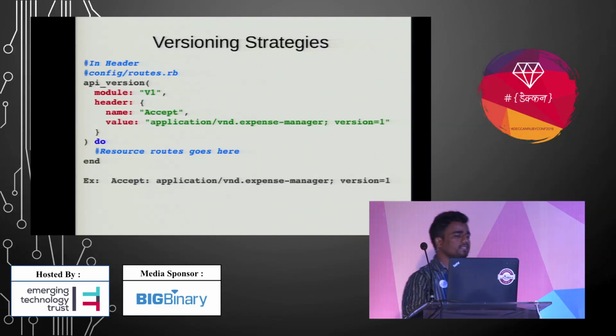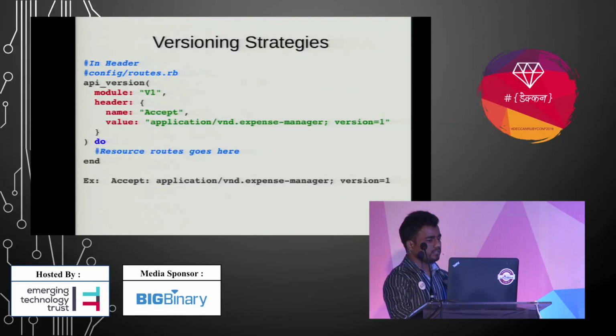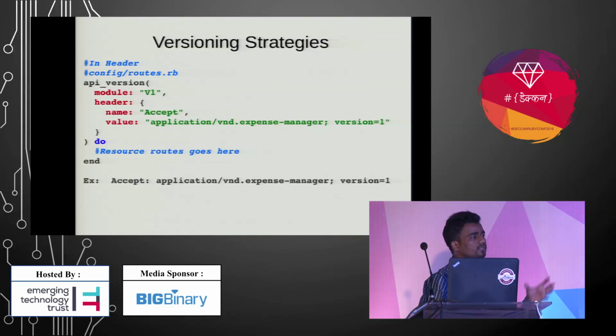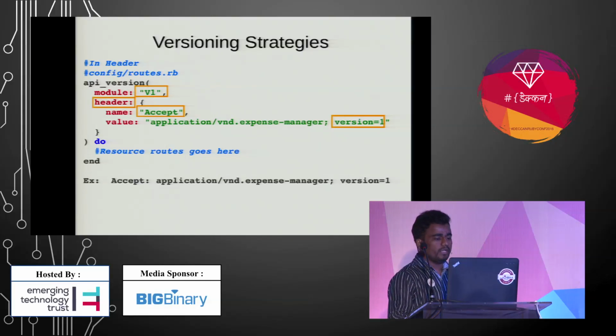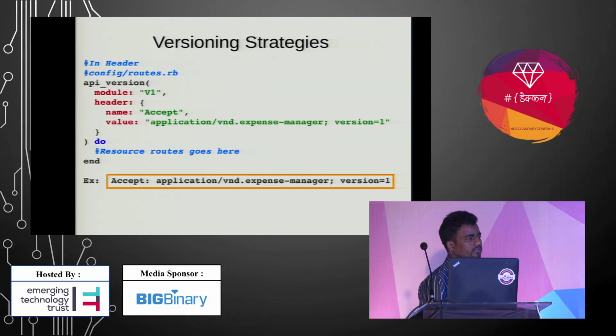The first strategy is in headers. In this strategy, Versionist adds some constraints on your router by module name, header name, and value. And your header will look like this when you opt for this strategy.